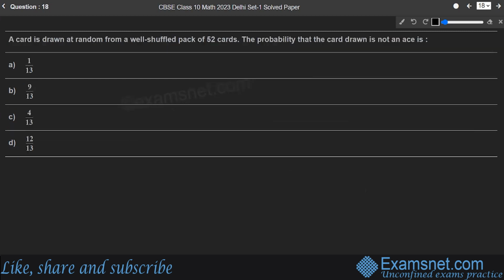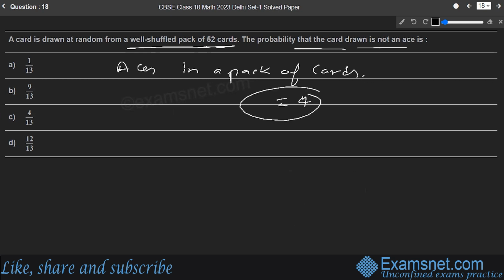Now, a card is drawn at random from a well-shuffled pack of 52 cards. The probability that the card drawn is not an ace. So how many aces are there in a pack of cards? There are 4 aces in a pack of cards. One is of diamond, one is of club, one is of heart, one is of spade. So 4 are the aces.